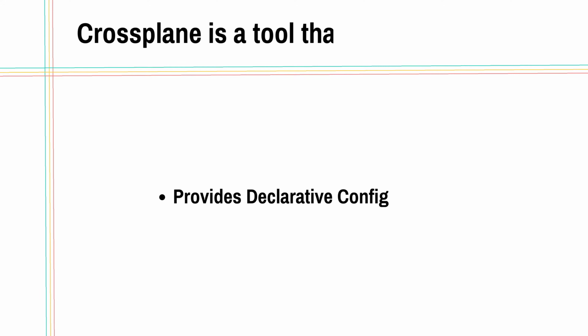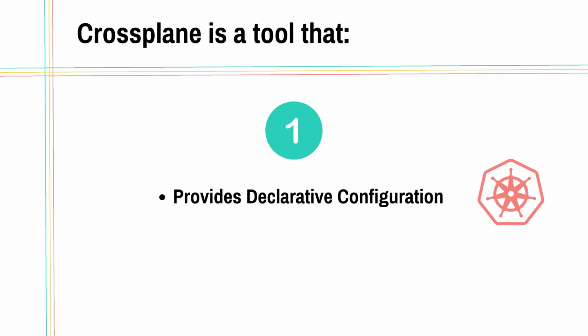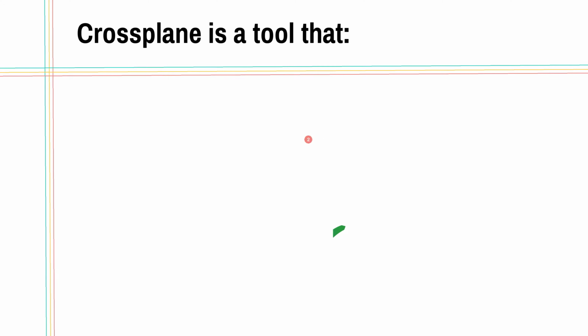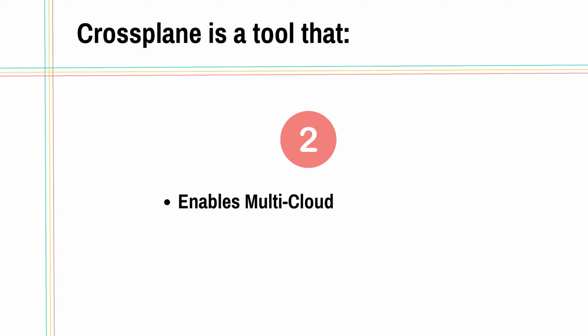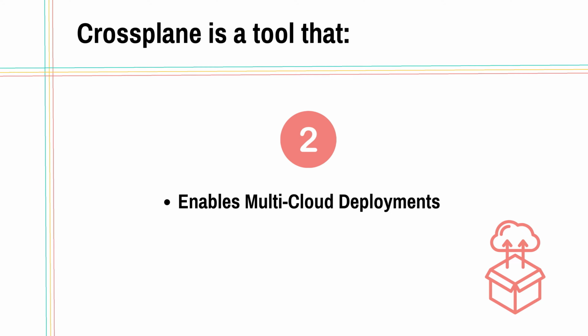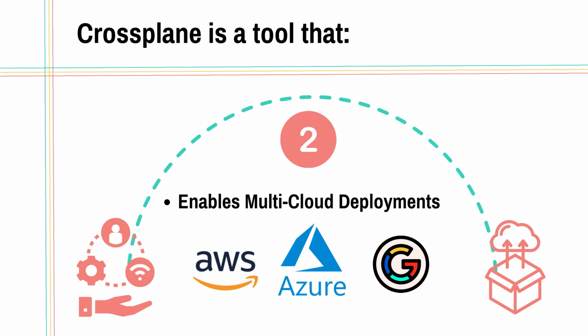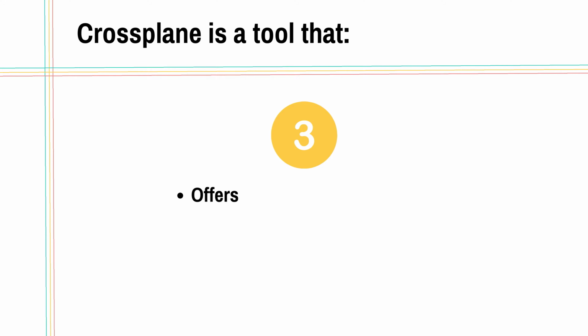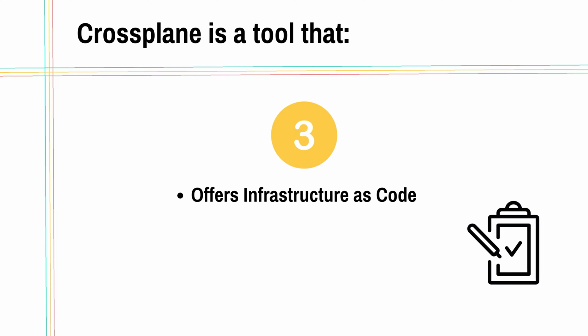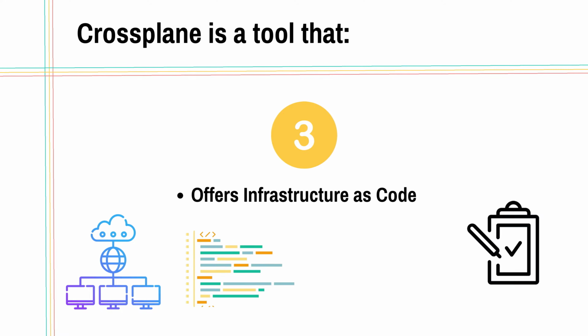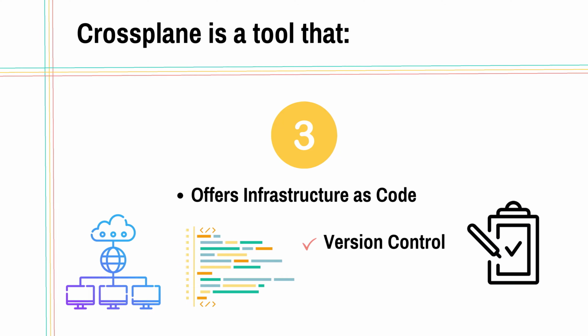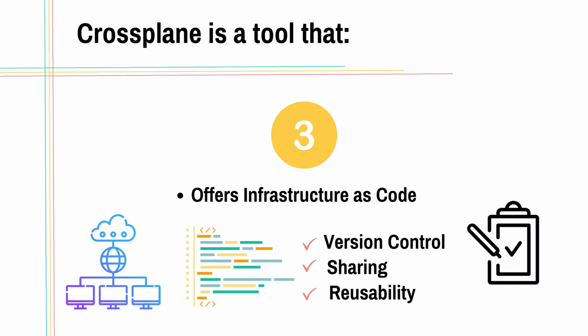Crossplane is a tool that, number one, provides declarative configuration. Just like Kubernetes, you declare the desired state and Crossplane takes care of the rest. Number two, it enables multi-cloud deployments. So deploy applications and resources across AWS, Azure, GCP, and other cloud providers seamlessly. And number three, offers infrastructure as code. Keep track of your infrastructure configuration in the form of code to enable version control, sharing, and reusability.